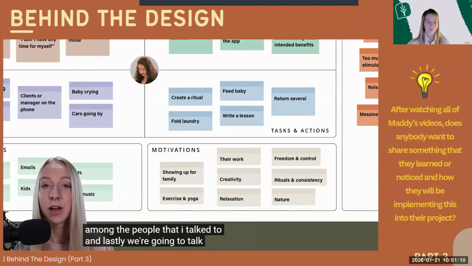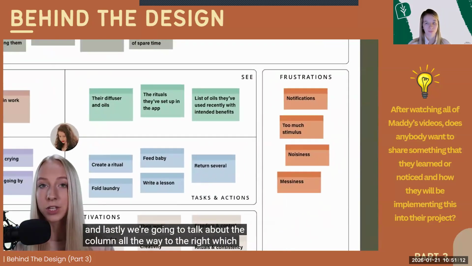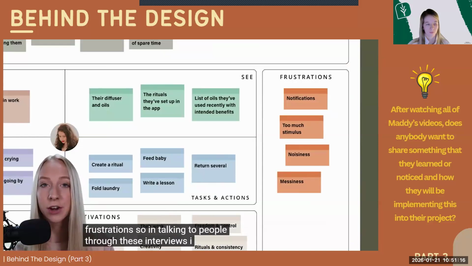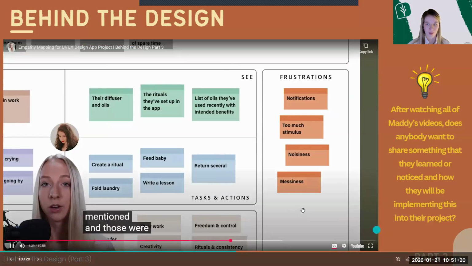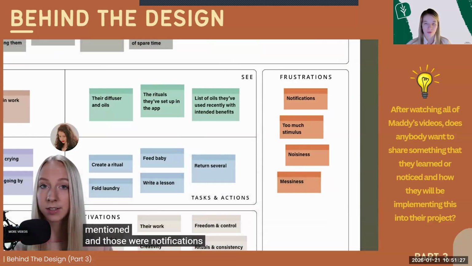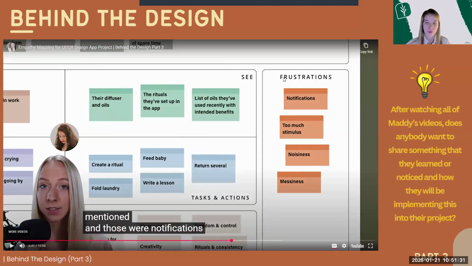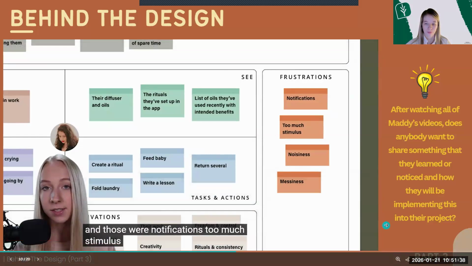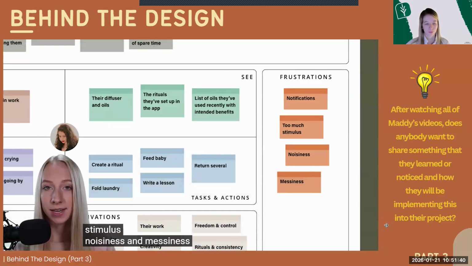And lastly, we're going to talk about the column all the way to the right, which is frustrations. So in talking to people through these interviews, I noticed a lot of common frustrations that people mentioned. And those were notifications. Frustrations is also known as pain points. I know that we use some different UX and UI terminology, but if you ever see the word pain points, it is also frustrations. Too much stimulus, noisiness, and messiness.